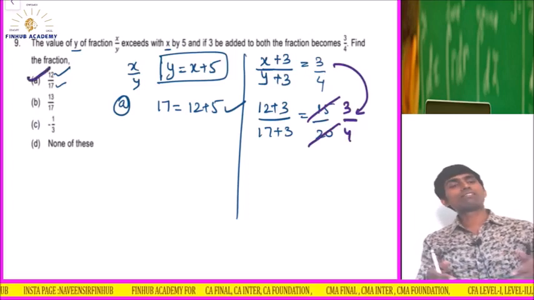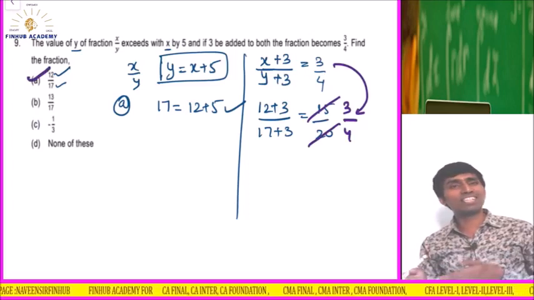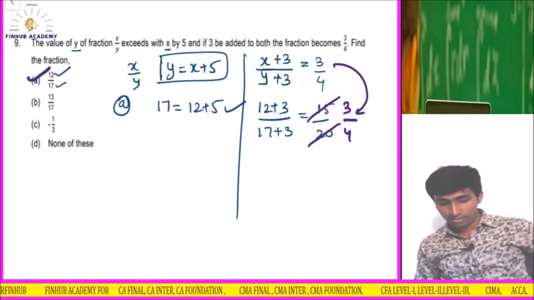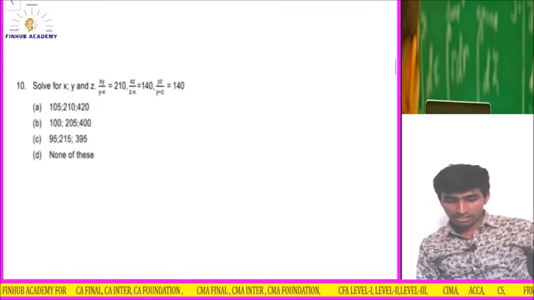Understood? Obviously, if it is D, you will have to calculate this. Means till C you will have to go if you don't get A. Because that is the easiest way, I think. Let's go to the next question.